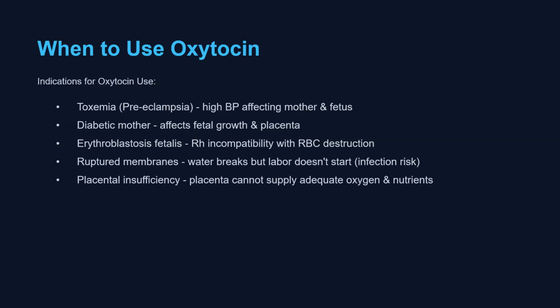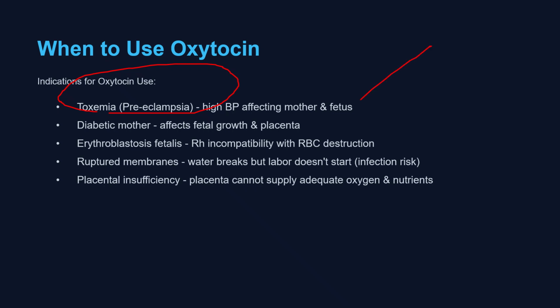So next is when to use oxytocin. What are the indications for which we use oxytocin? Majorly for toxemia, pre-eclampsia, so high BP. A high BP patient can affect the mother and fetus, conditions which harm both mother and child. So in toxic pre-eclampsia situations we can use oxytocin.